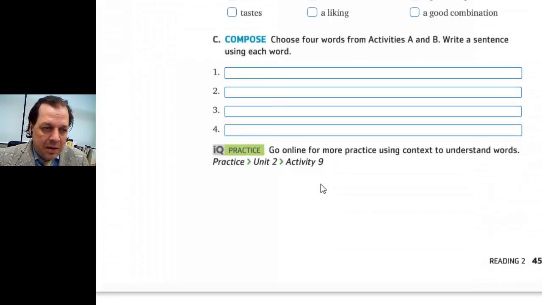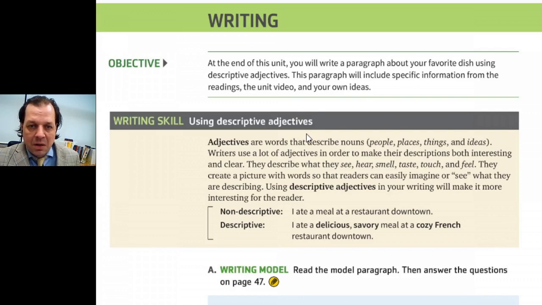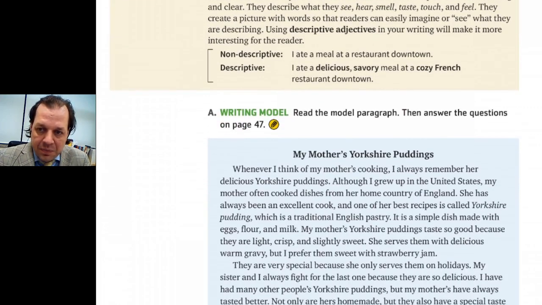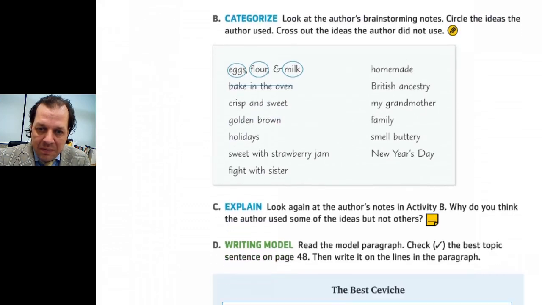There's another IQ online here before we go to page 46, which is a writing section. And again, there is some grammar activities. We might be going through the grammar during our Zoom sessions together, but we're not going to be writing anything to hand in as your homework assignment. So you can stop here for now, but you can certainly go ahead and finish if you'd like, all right, for your own benefit.